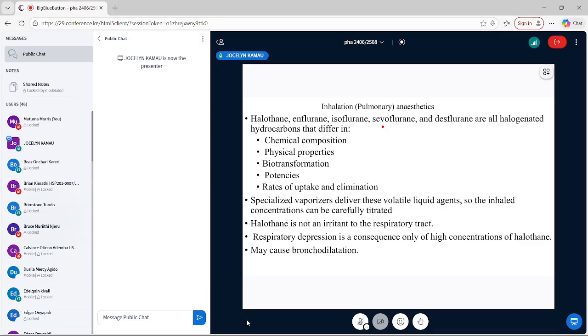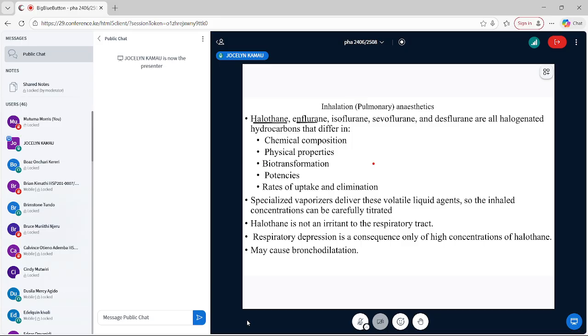Enflurane, isoflurane, sevoflurane, and desflurane are all halogenated, although halothane is the proper halogenated hydrocarbon, whereas enflurane, isoflurane, sevoflurane, and desflurane, if you are going to be very specific, are halogenated hydrocarbon ethers. So we can have halogenated hydrocarbons and halogenated hydrocarbon ethers. What do they define? They define their chemical composition and their physical properties, and once they define their chemical composition, they also define their biotransformation.